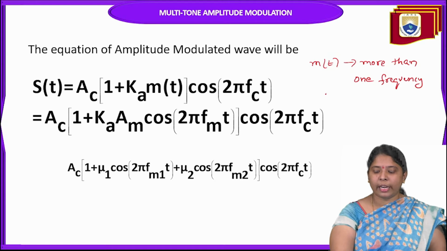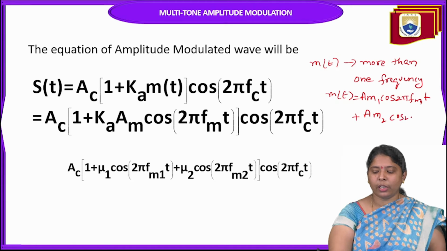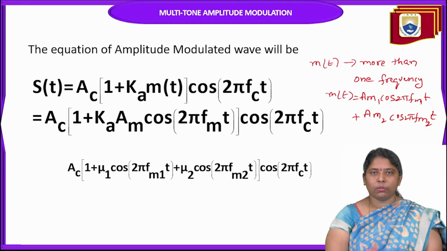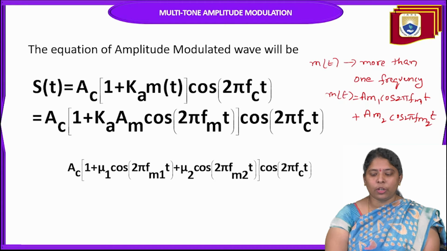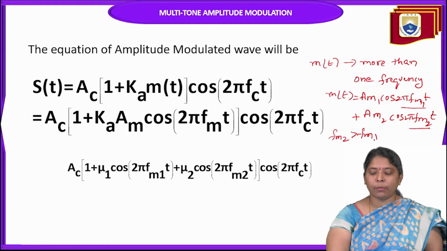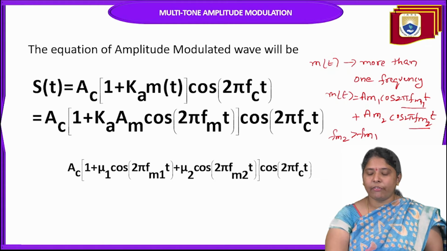So here m(t) we can take as m(t) = Am1 cos 2π fm1 t + Am2 cos 2π fm2 t. You can consider another term Am3 cos 2π fm3 t also. That also comes under multitone modulation only. Here fm1 is one frequency and fm2 is the second frequency. Consider the condition fm2 is greater than fm1. So the highest modulating frequency in the information is fm2. fm2 is the higher frequency than fm1.